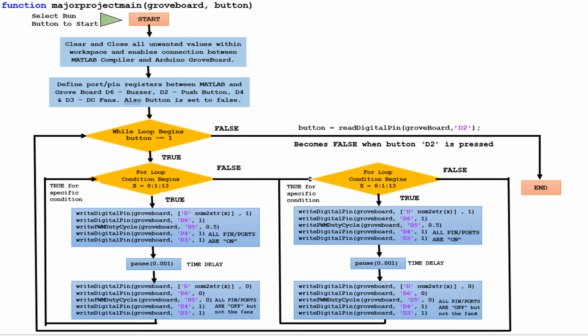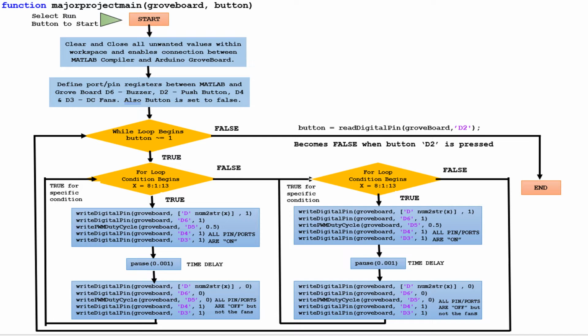Once again, we have the MATLAB code in the form of a flowchart. When we start the code, we define the connection between the compiler and the Arduino Grove Board. Then we define the port pin registers associated with the Arduino Grove Board and the push button value set to false. From the while loop, if the button is false, the two for loops will run, and every for loop will define the port pin registers for the LEDs, where we use the number to str command to convert the ranges of X values to the specific port pins D8 to D13 in the Arduino Grove Board.